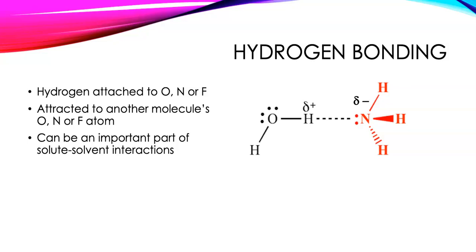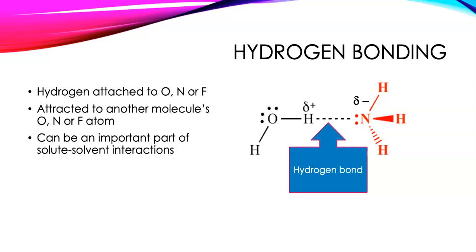So here I've got ammonia and water forming a hydrogen bond. The partially positive hydrogen in the water molecule is attracted to the partially negative nitrogen in the ammonia. And we've got that hydrogen bond between them. This is a little bit stronger than your dipole-dipole attractions, sometimes significantly stronger. And it can really be very important in terms of dissolving things. All right, so we've got that hydrogen bond there.